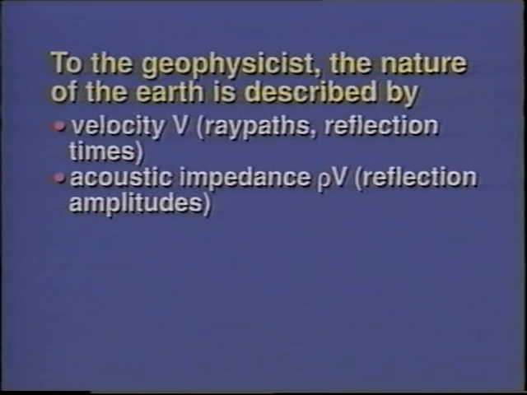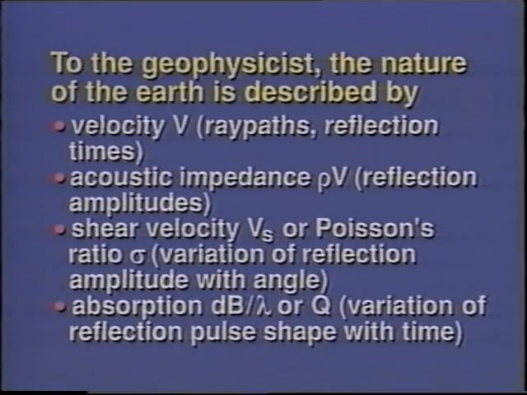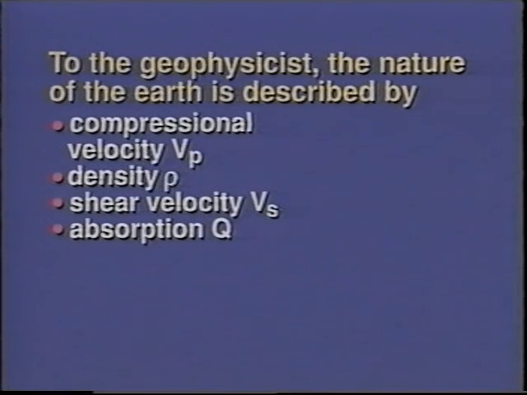But if what we want is to construct stacked sections, where the long offset traces in each gather represent wide angles of incidence, we remember that we also need some sideways property of the rocks, either the shear velocity or Poisson's ratio. Finally, if the reflection pulse in our synthesized sections is to show a real-world broadening with time, we must include the absorption measured either as dB per wavelength or as Q. So, simplifying all that somewhat, we have just 4 variables: density, the 2 velocities, and Q, totally defining the Earth as the geophysicist sees it.